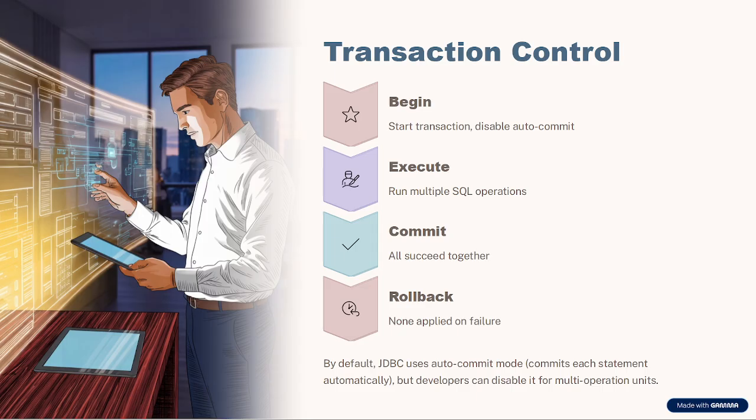The basic flow is: begin the transaction, execute multiple SQL operations. If everything succeeds, commit the transaction. If something fails, roll back the transaction. Rollback means undoing all the changes made during that transaction. This prevents inconsistent data from entering the database.